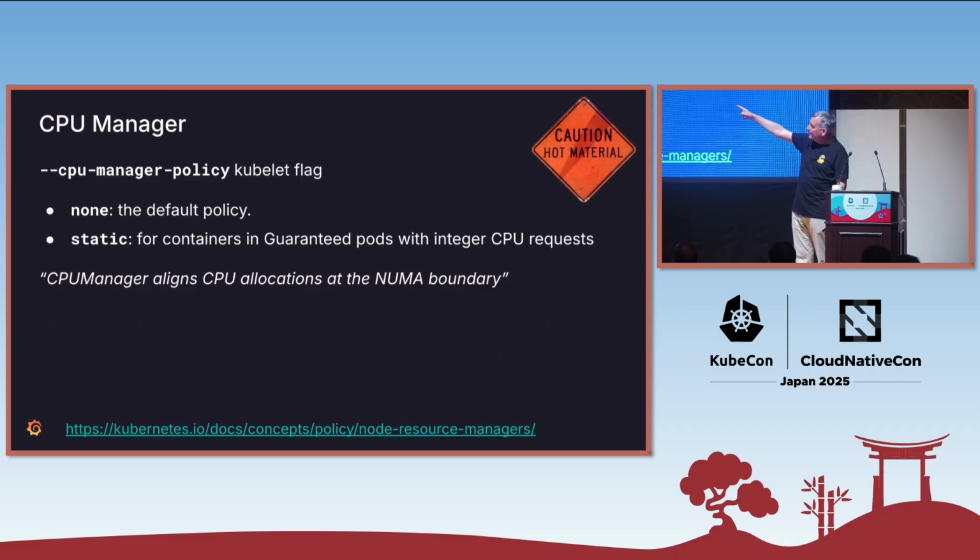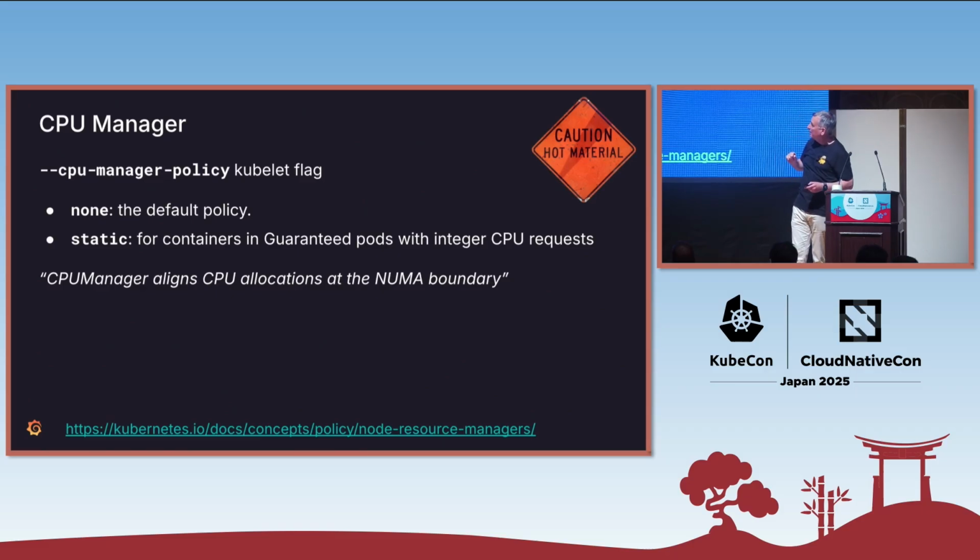If you turn on static, then guaranteed pods, so that's where the request equals the limit, with integer request, so like you request 10 CPUs or 6 CPUs or 1 or whatever, not 5.5, then it will align your CPU allocations at the NUMA boundary. So this is what Kubernetes will do for you, but only if you turn it on. So turn on the CPU manager. You may not want to use guaranteed pods, but that's the only way to get this advantage.